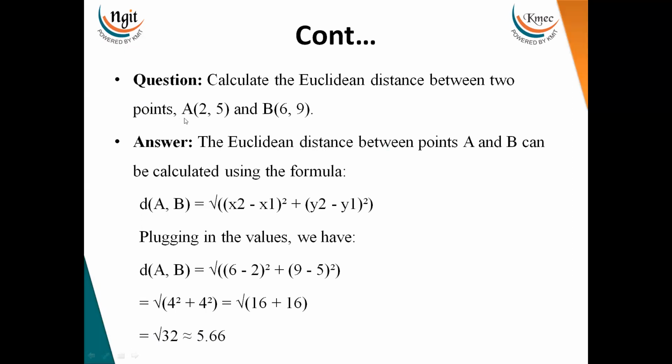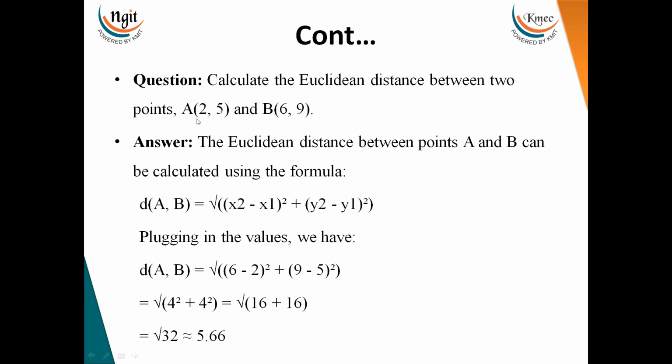Suppose I have two data points. A has coordinates 2, 5, and B has coordinates 6 and 9. Now I want to apply Euclidean distance and find the distance between these two data points. It's a simple thing. My formula is the square root of (x2 minus x1) whole square plus (y2 minus y1) whole square. Now I'll put the values in the formula and get the result.